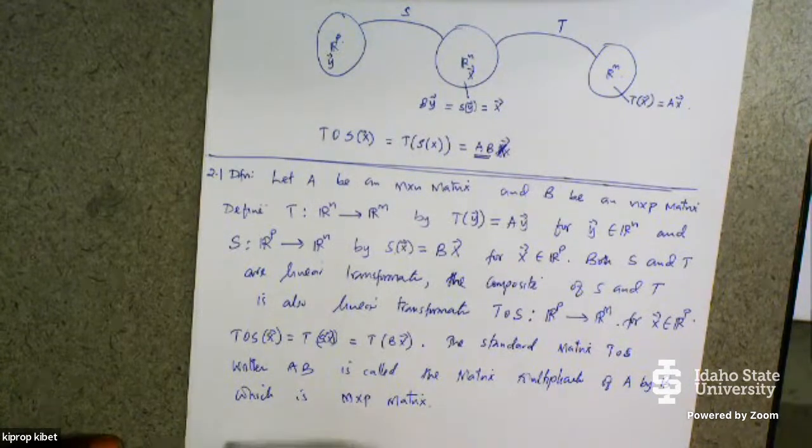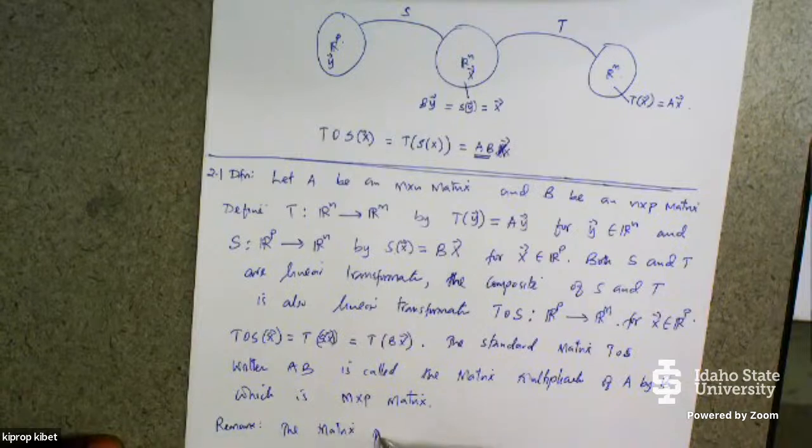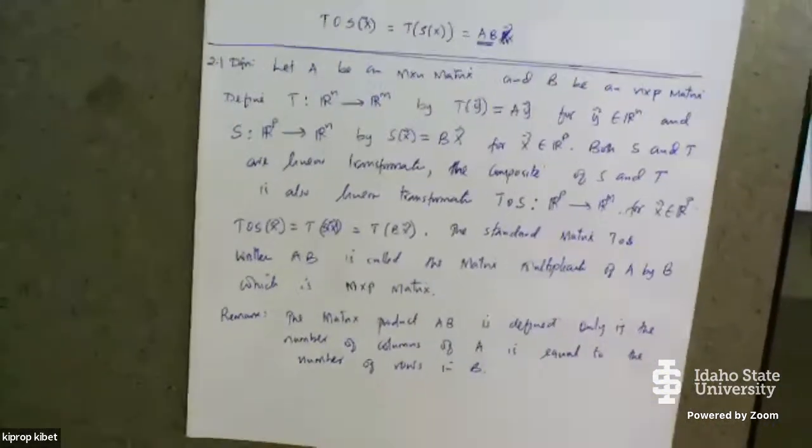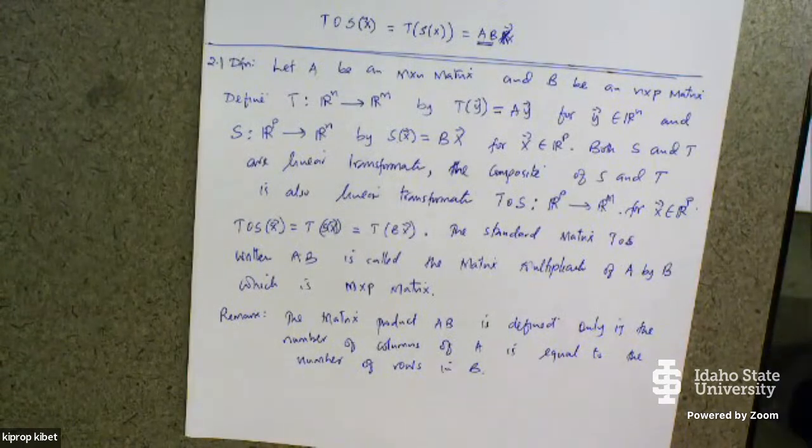And we can write a remark here. The matrix product AB is defined only if the number of columns of A is equal to the number of rows in B. So the number of columns in A should be equal to the number of rows in B.